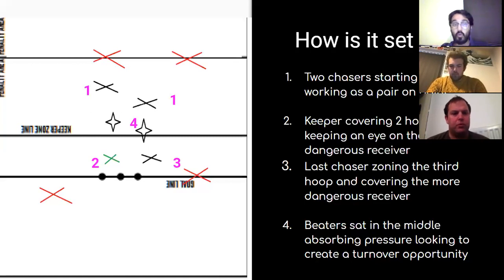You can see it's quite similar to compact in that it is still in the middle of the pitch, not really caring about the wings. And that's, again, because that's in theory where the primary danger is as a defense team.